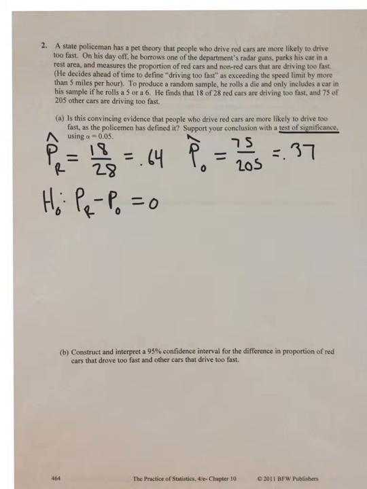And let's see, what's our alternative hypothesis? It's going to be that if you take the proportion of red cars and subtract the proportion of other cars that are speeding, you're going to get a number that is bigger than 0, right? So more of these people are speeding than those people. Okay.